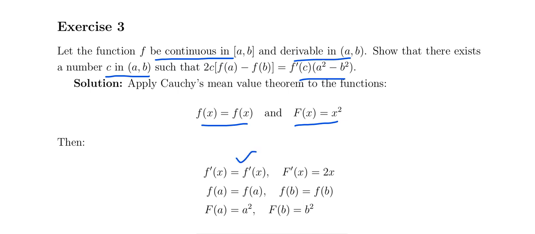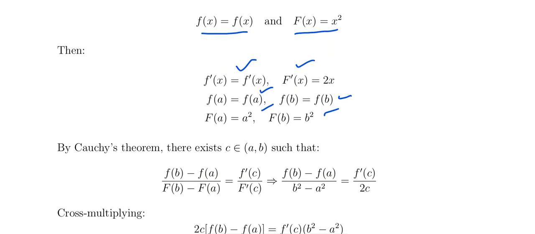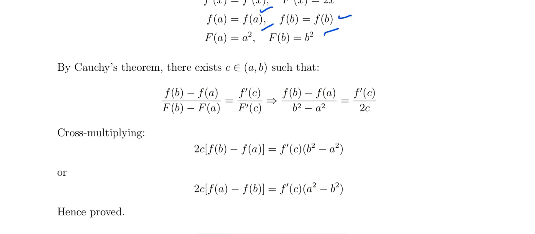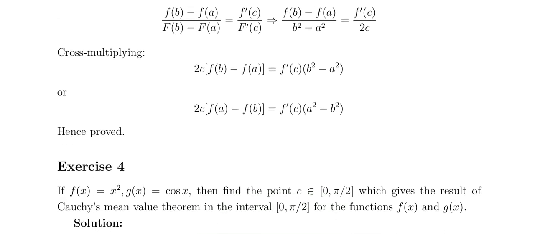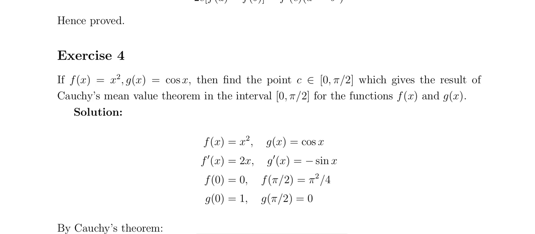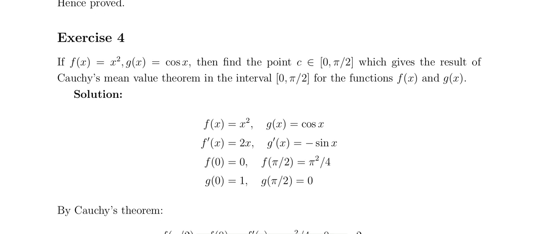So f dash of x into f dash of x, capital F dash of x into 2x. So f of a equal to f of a, f of b equal to f of b, capital F of a, capital F of b. Find all these and apply, and f of b equal to, this is the output. So we get the result. So like this, this kind of problem. This is a very simple problem. Two functions are given. Okay, we can find that the c value can be found.